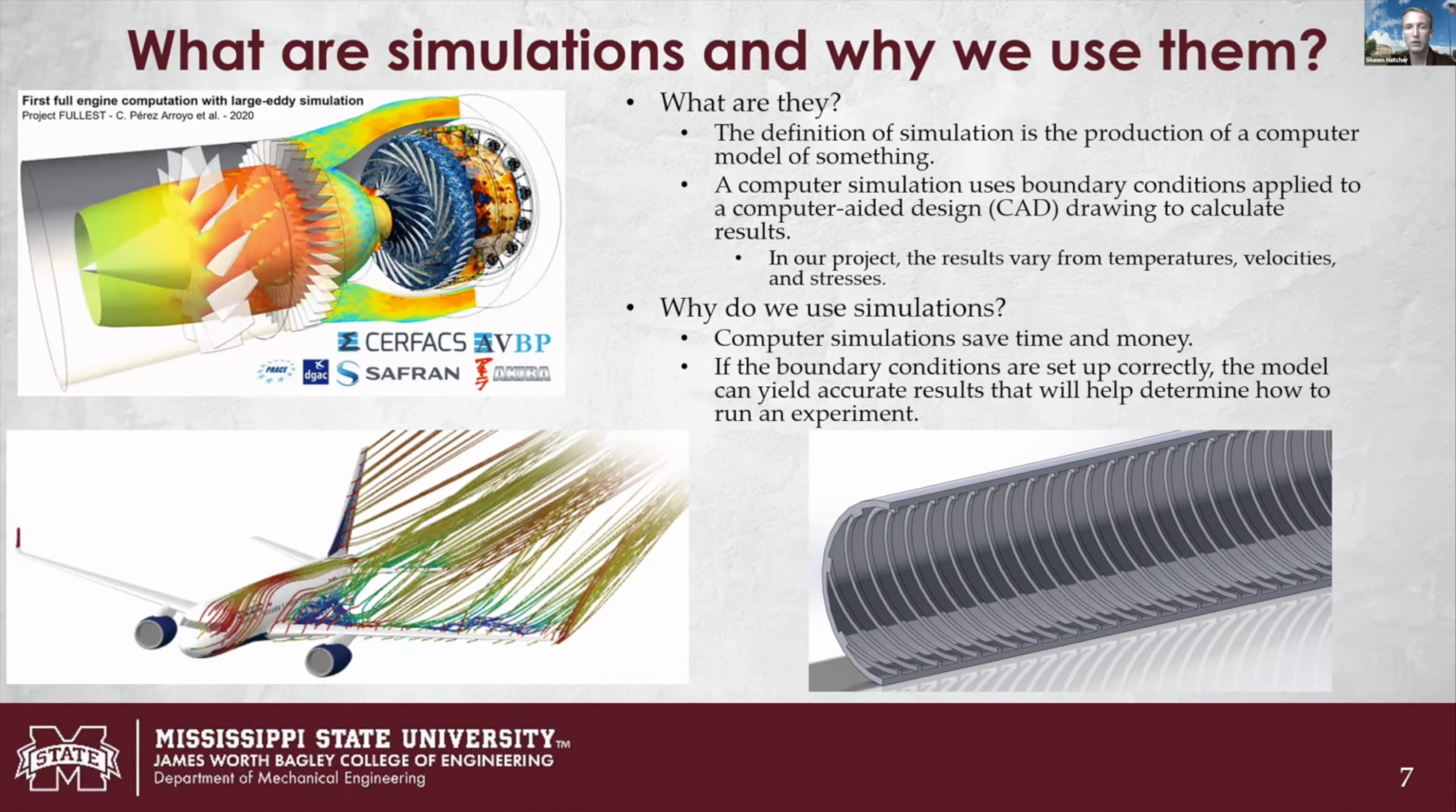That could be in the animation in the upper left, that could be for velocity, or in the lower left, that's streamlines, for instance. This is going to solve for something. The computer simulation uses boundary conditions that are applied to a computer-aided design, a CAD drawing, to calculate these results. The results in our project that we're looking at today are going to be some temperatures, some velocity profiles, and some stresses.